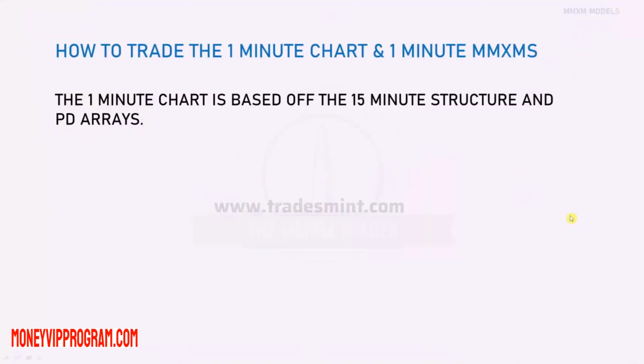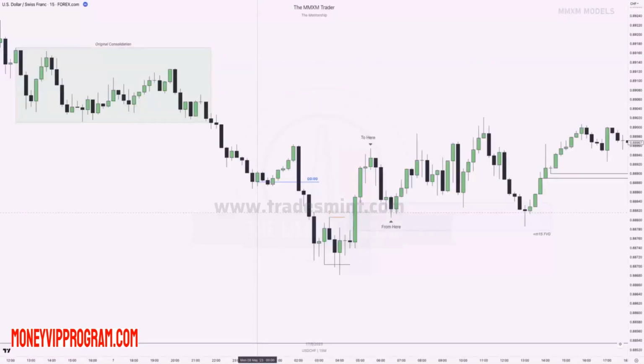So how to trade the 1-minute chart and 1-minute market maker models. The 1-minute chart is based off the 15-minute structure and PD arrays, right? So remember about time frame alignments from monthly to daily structure and so on. And now we go from that 15-minute PD array into a 1-minute market maker model. Right, so we got USD Swiss franc again, same chart. And now we can dive into even a lower time frame to scout where we can get in.